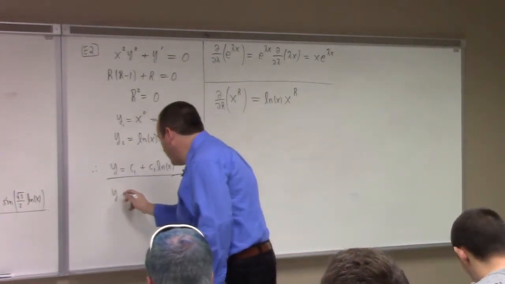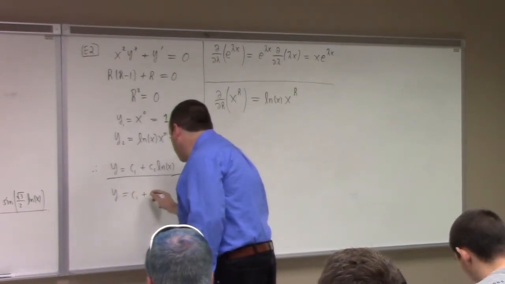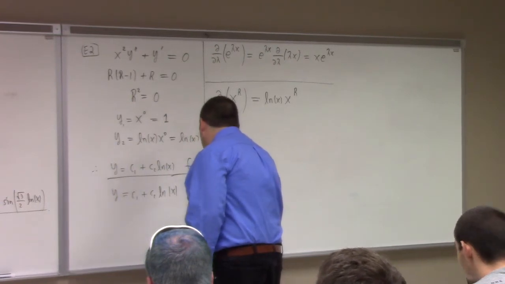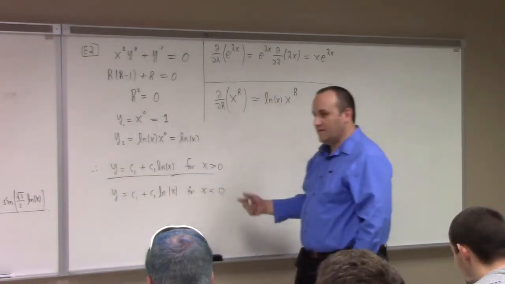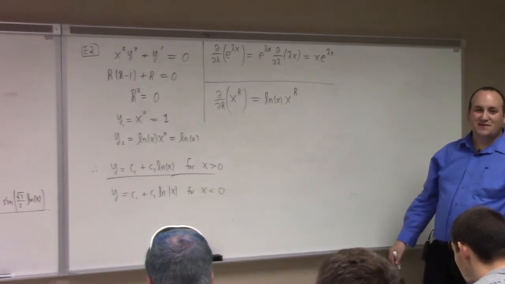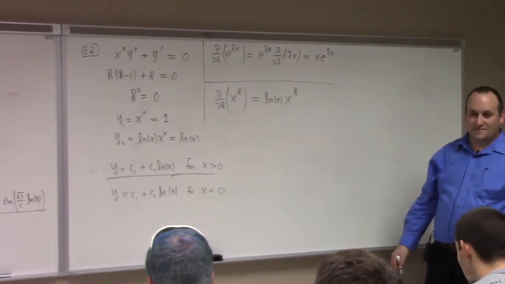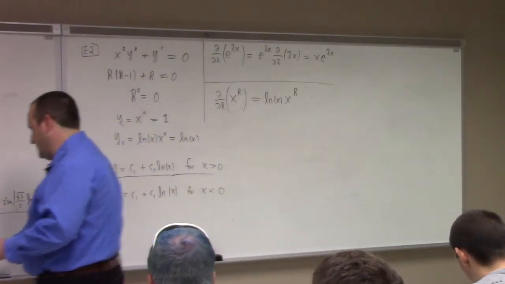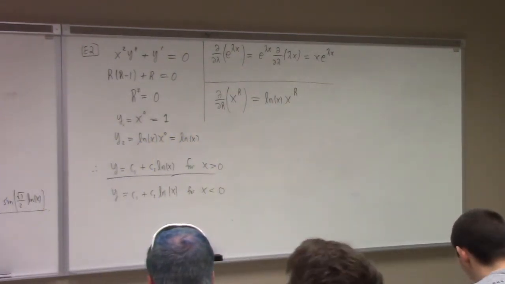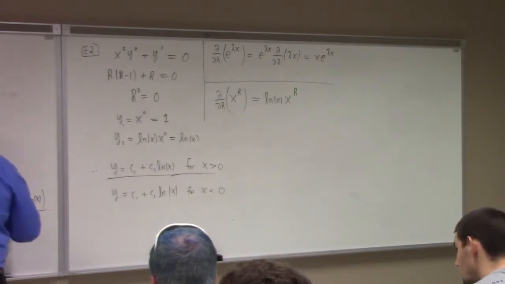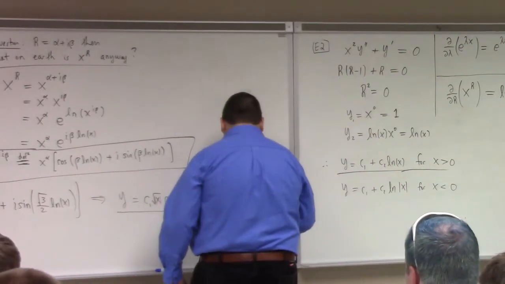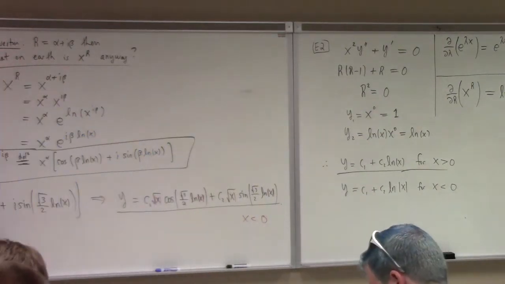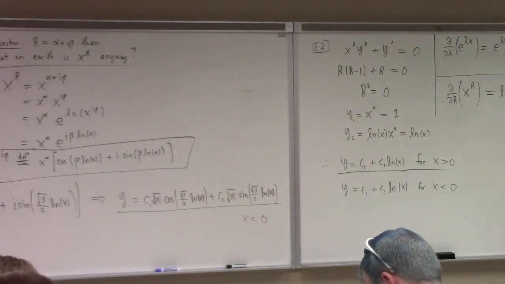By the way, what would be the solution for negative x? So there you go. That's the negative x solution. Just replace your x with absolute value of x. For x less than 0, you just wrap all your x's in absolute value. That'll be the negative x solution.